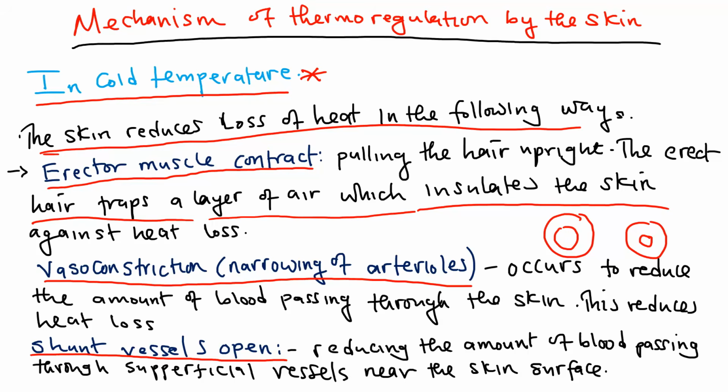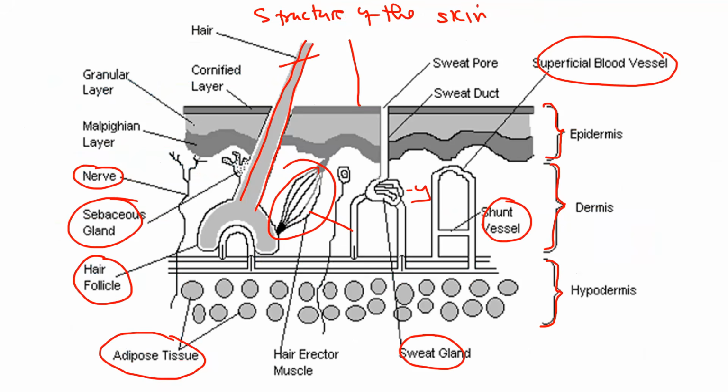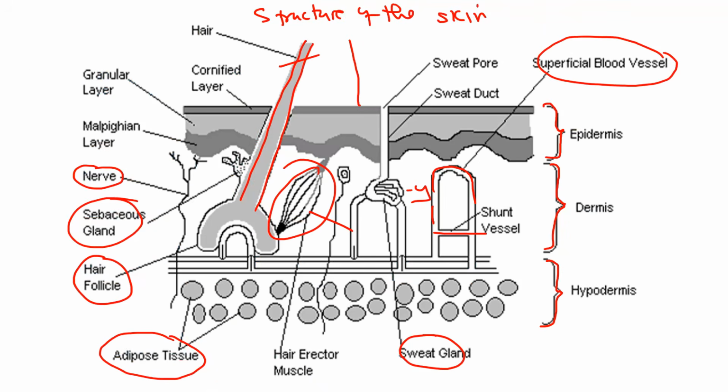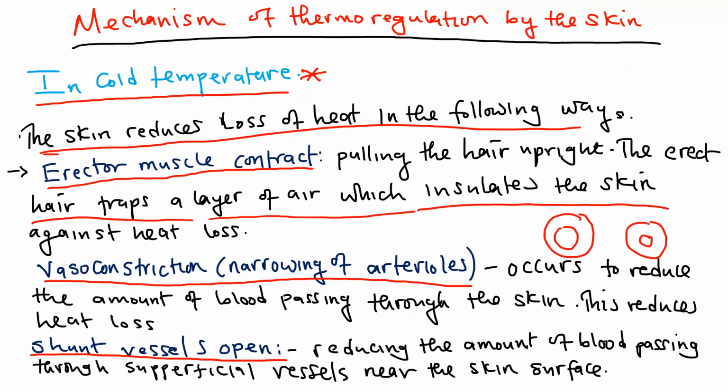Then shunt vessels. When you talk of the shunt vessels, we are looking at this. We have the superficial vessels on top right there, then we have the shunt vessels. The shunt vessels open so that blood does not go beyond here and pass through the superficial vessel. It just passes beneath the skin there. So the shunt vessels open to reduce the amount of blood passing through the superficial vessel near the skin.